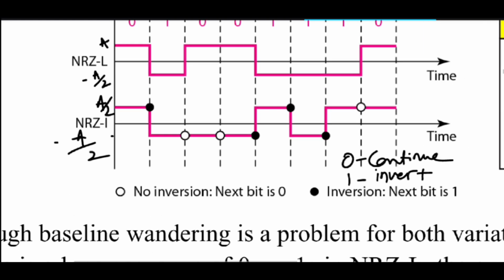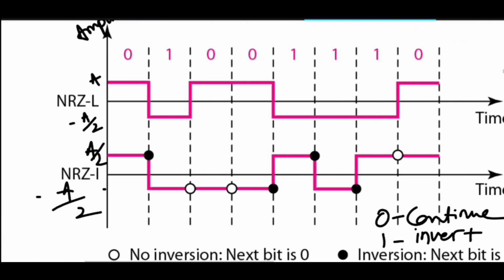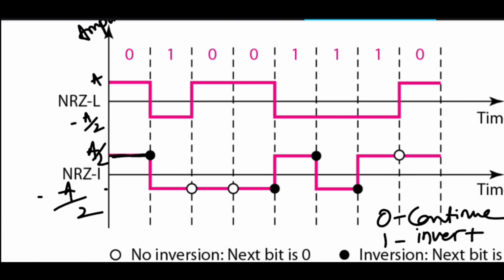Again I can check: the first bit is 0, then a 1 means inverting, then a 0 means continuing, then continuing, then continuing. Then if a 1, then inverting, then the next bit is 1, inverting again, then the next bit is 1, again inverting, then 0 continue.